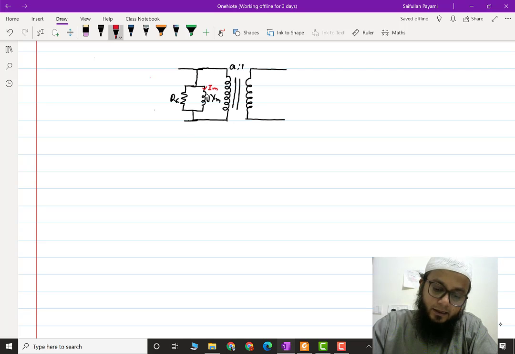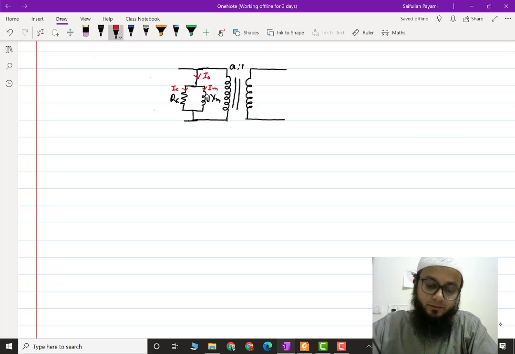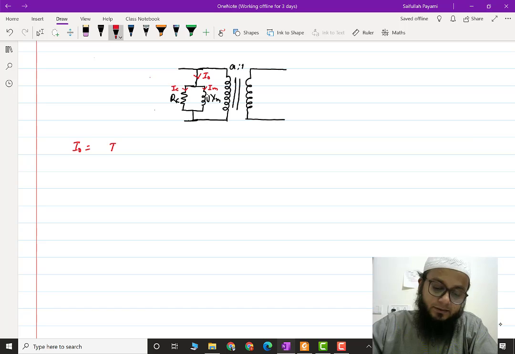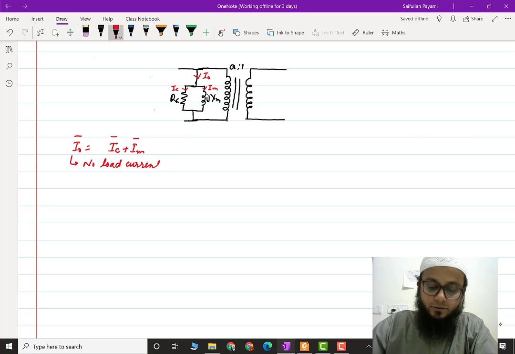Obviously it will require current IM here, the magnetizing current, and IC, the current for the core losses, and the combination of the two is my I naught current. So we said that I naught is actually IC plus IM. These are all phasor quantities, and this I naught we call the no load current or excitation current.